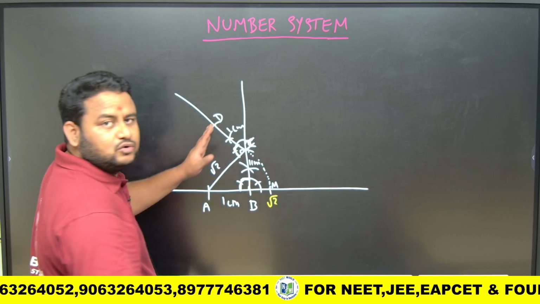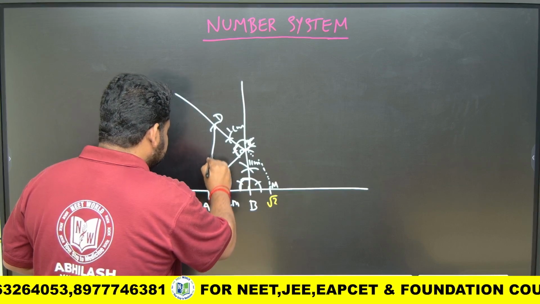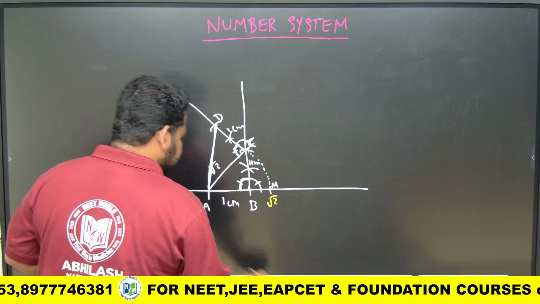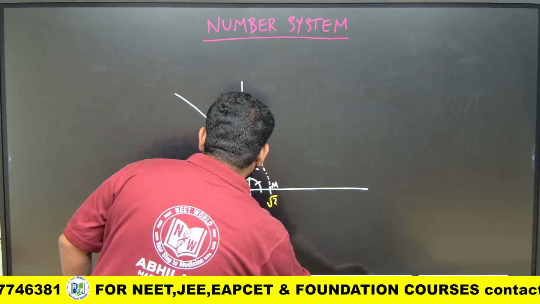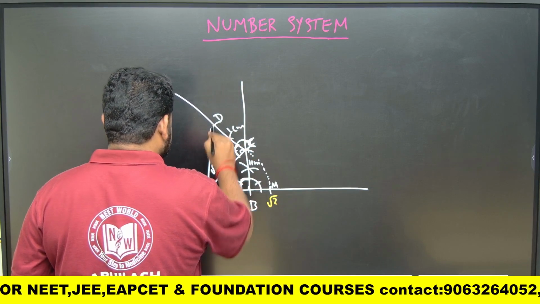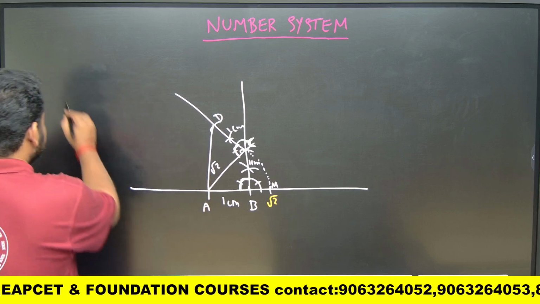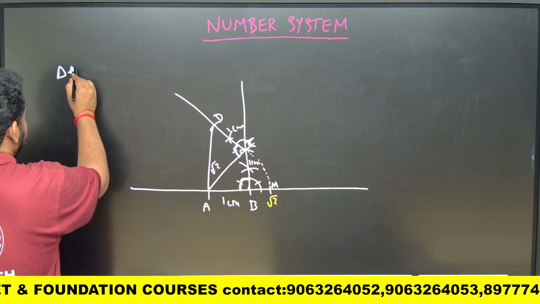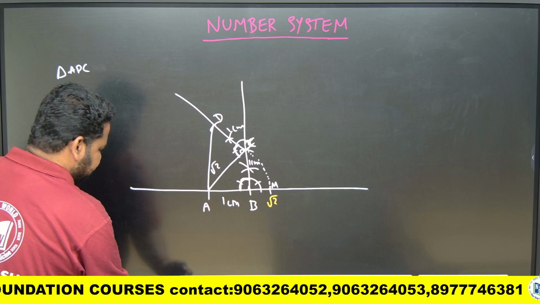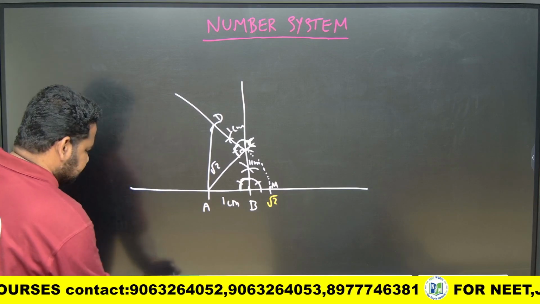Now what should I do? I should join D to A. If I join D to A, what will I get? See here, let me draw it neatly. I will get this line. Now I got triangle ADC. Focus here carefully, I got triangle ADC.